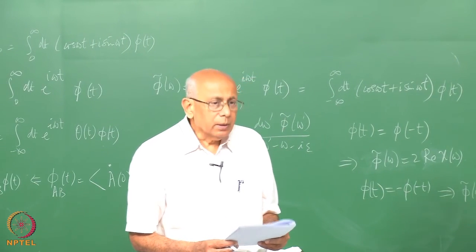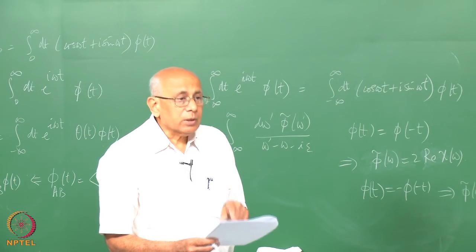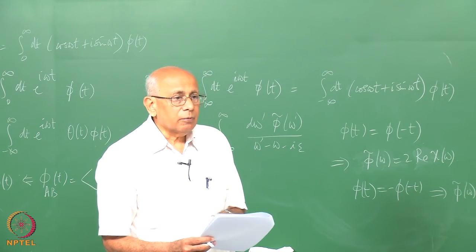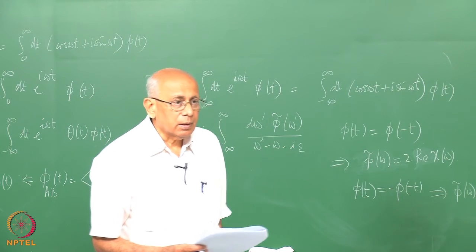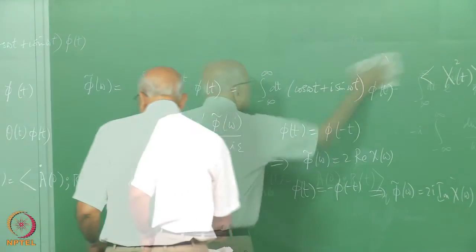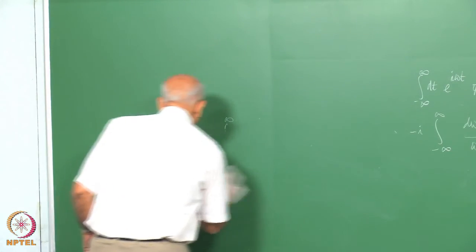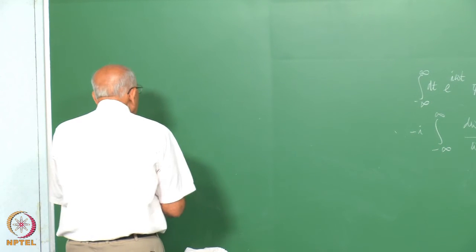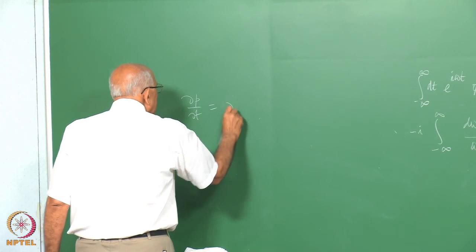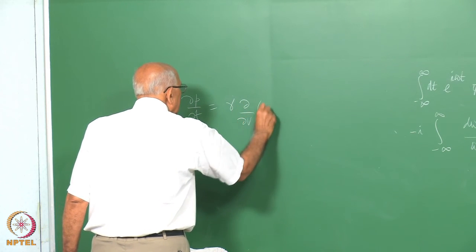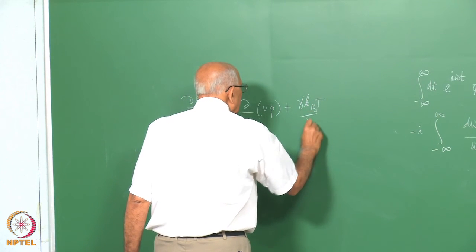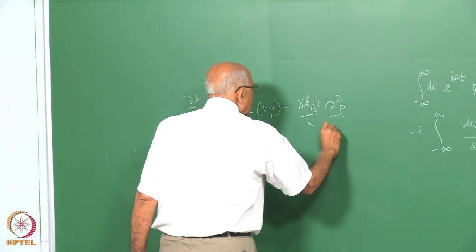Then the second question was this probability distribution for the conditional velocity. This is in fact the Fokker-Planck equation for the velocity conditional density. And now there is a little subtlety here, so let me point this out. So you have ∂P/∂t equal to γ ∂/∂v (vP) plus γ k_B T/m ∂²P/∂v².